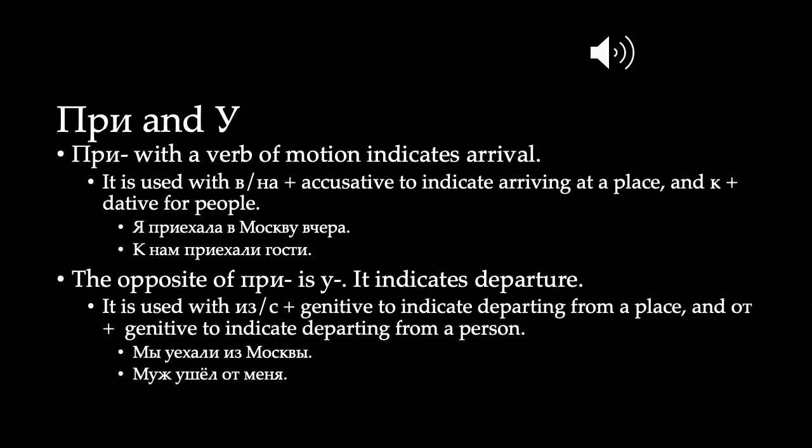The opposite of при- is у-, which indicates departure when attached to a verb of motion. And it is going to be used with из or с plus genitive to indicate that you're departing from a place, and от plus genitive to indicate departing from a person. For instance, мы уехали из Москвы. We left Moscow. We departed from Moscow. Or муж ушел от меня. And that construction means my husband left me, as in we split up. He left me. But notice here that we have из plus genitive for Moscow, an enclosed space, and от plus genitive for меня, for a person.